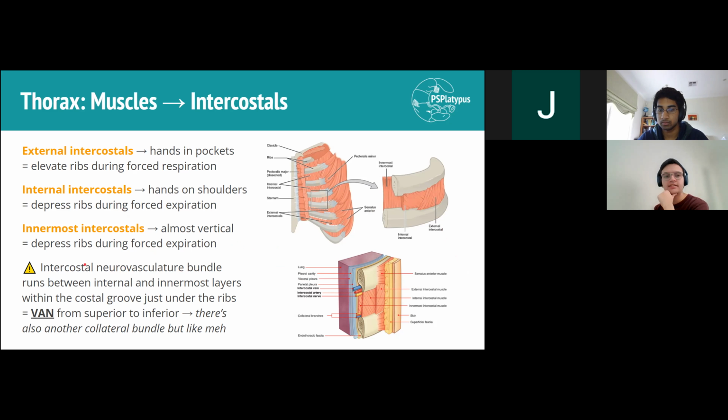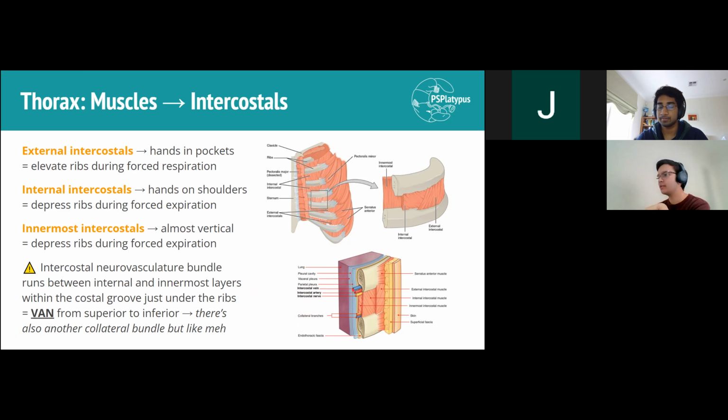And then, as I said, the important thing is the costal groove that's underneath the body of most of these ribs. And if you want to specify exactly where they are, they're between the internal and the innermost layers of the muscles. This is something you'll see again in the abdomen, so keep this in mind. It's not just something you see here. In fact, I'm pretty sure it's present in most parts of your body. It's a very common theme that these neurovascular bundles are usually between the second and the third layer deep within that structure.